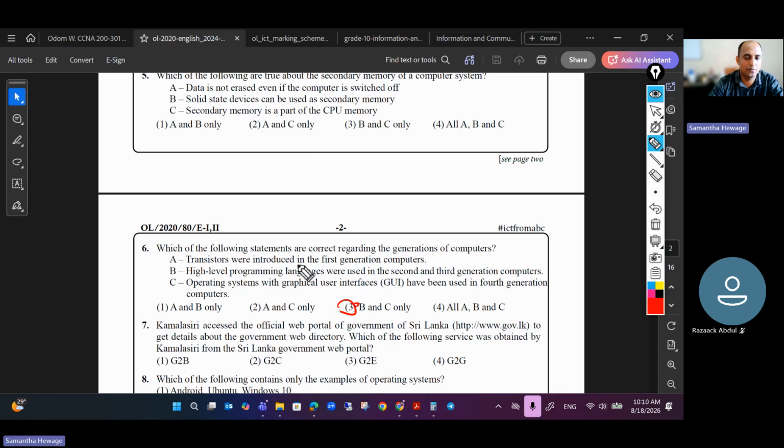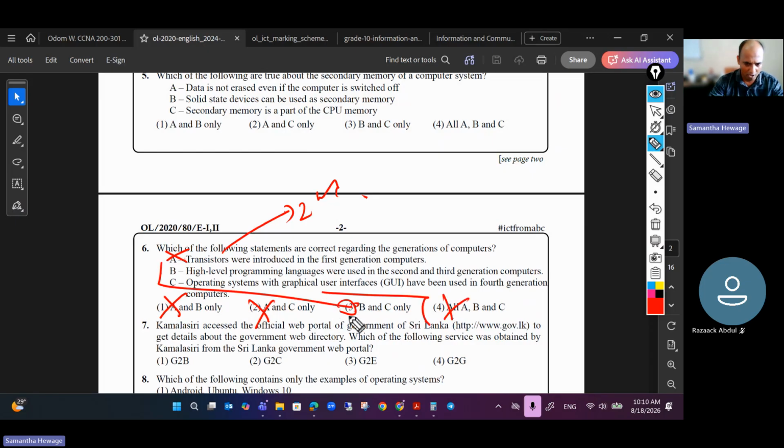Transistors were introduced in the first generation computer. See, very easy, no? You know these transistors are in which generation? Second generation. Very good, second generation. Then you know exactly this is wrong. That means when you see this A as the answer, it will be wrong. So this is wrong, and this is wrong. You don't even want to look at this question.